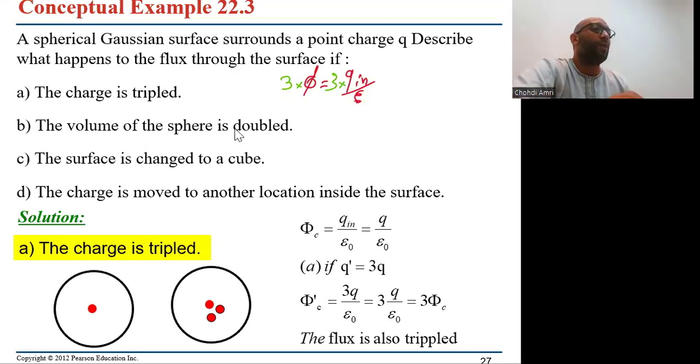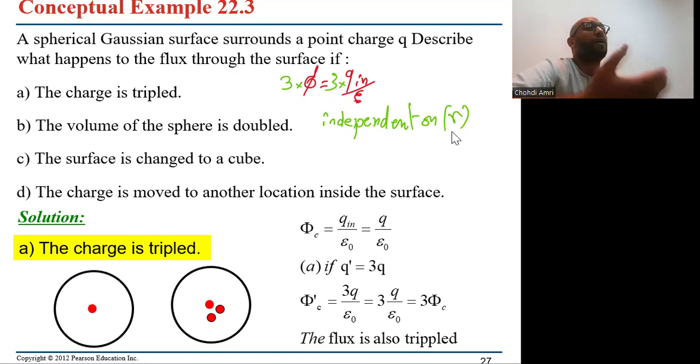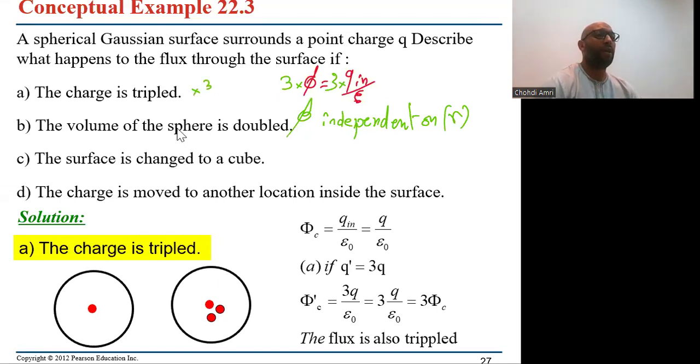The volume of the surface is doubled. What did we say in the previous slides? We said it's independent of the radius r. So if we double the volume, that means we will change at least the radius. In this case, nothing happens because the electric flux is independent of the volume. Nothing happens.